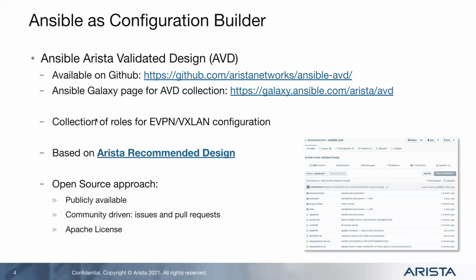So when we talk about AVD, we have it on GitHub, we have it on Galaxy. You can think of it as a superset of roles to do configuration for EVPN, VXLAN, and other designs. When it started, it was strictly for DC L2LS and L3LS, but it's been getting expanded with additional designs over time, and that's likely to continue into the future. For an accurate listing of what's available in terms of designs, you should look at the docs and see what they have.